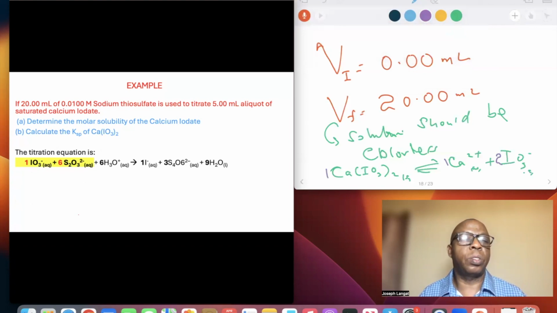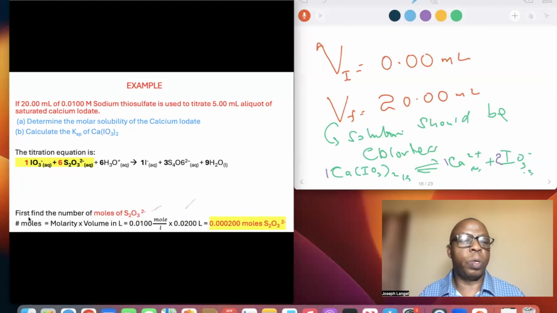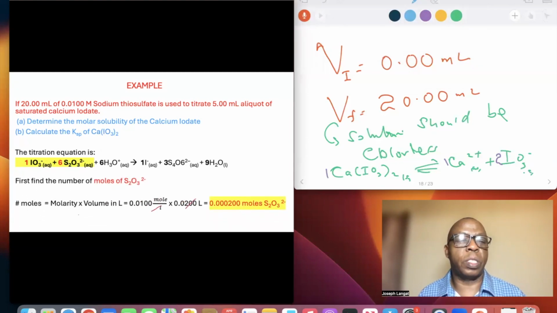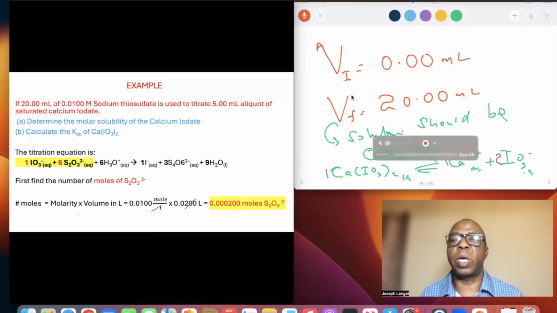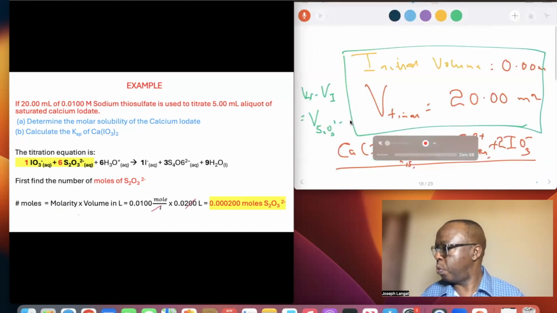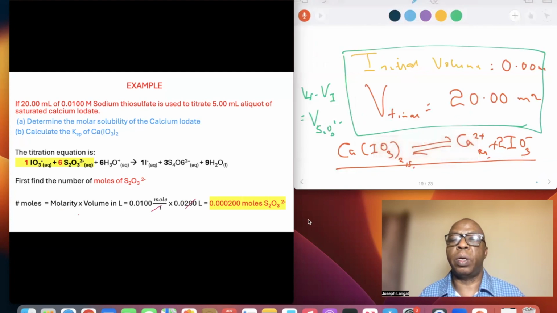From the titration, we can find the number of moles of thiosulfate using the molarity equation: molarity times volume in liters. Volume is determined by subtracting the initial from the final, or rather the volume of thiosulfate used is V final minus V initial. This is the number of moles. Always remember to include the units. Don't just write down the number without the units.